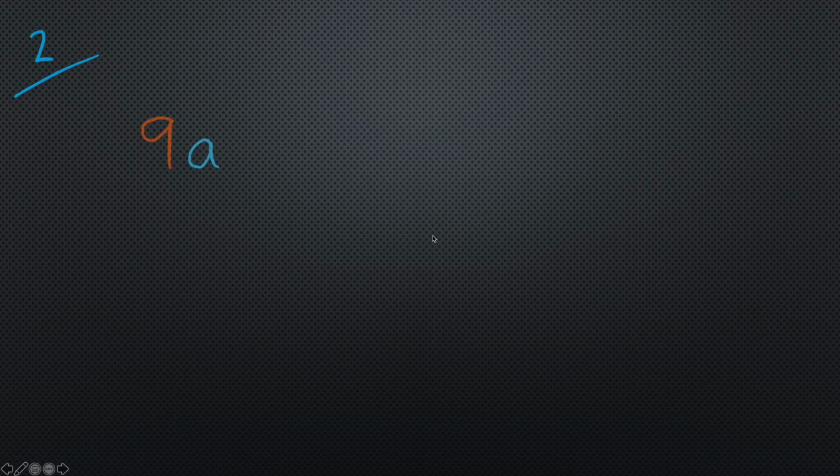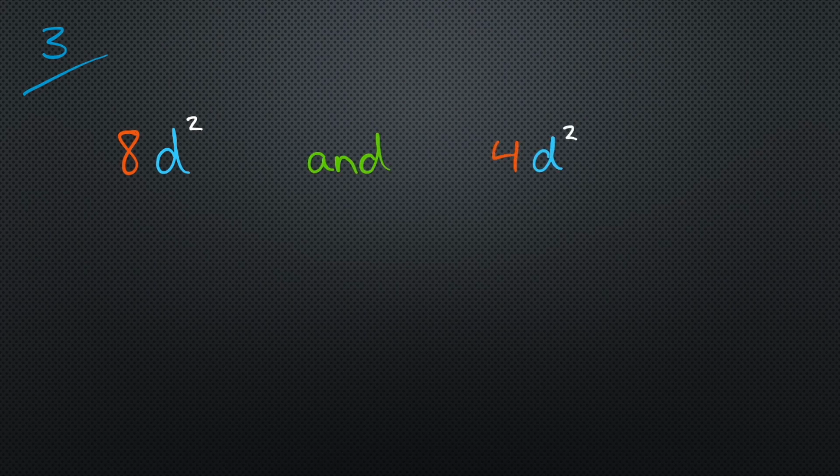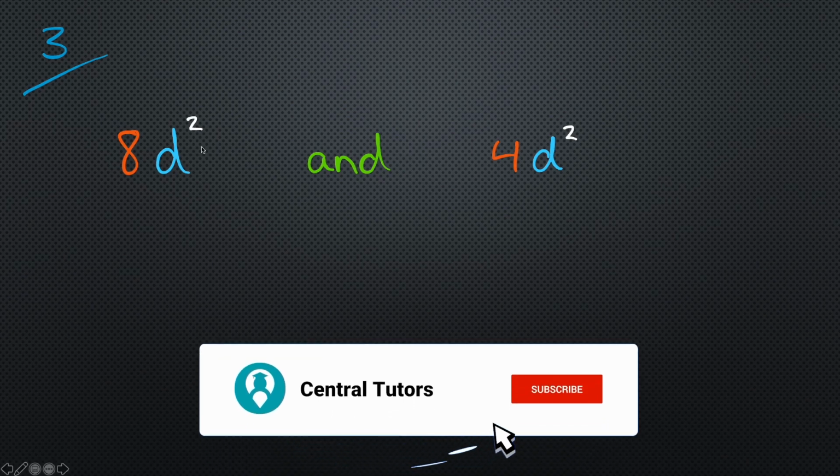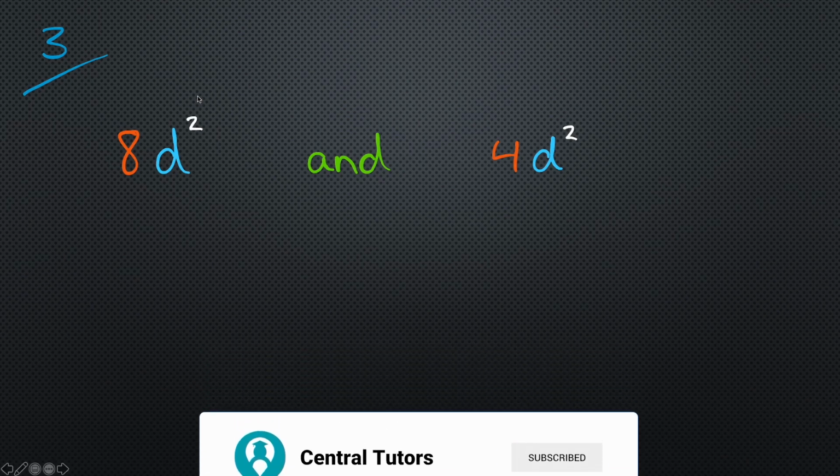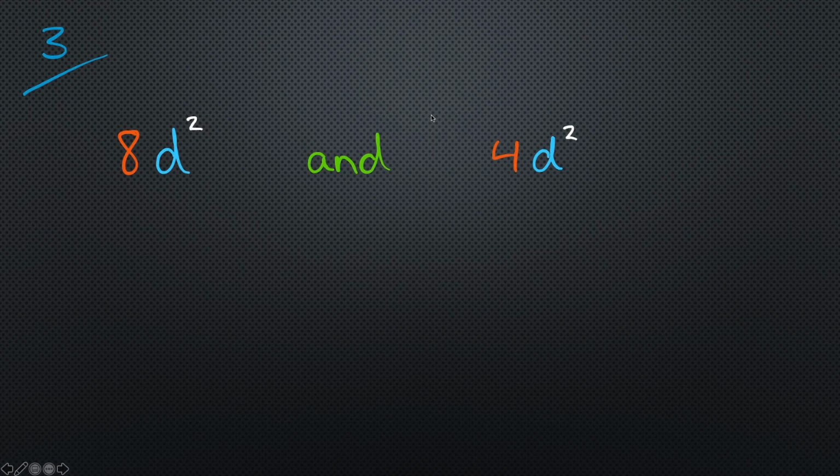Now let's move on to our second pair. Take a look yourself and see what you think they are. So we have 9a and 5c. What do you think? Hopefully you have realised a and c are different, therefore they are not like terms. Moving on to our next example, 3, we have 8d squared and 4d squared. Letters are the same, powers are the same, therefore they are like terms.